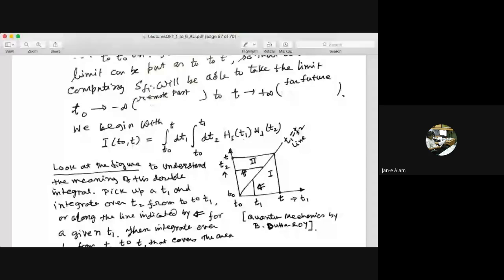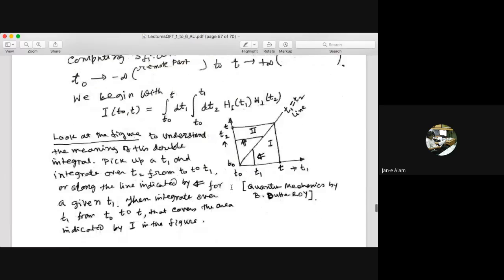Suppose you consider this integration from T0 to T and T0 to T1. To do this integration, you just pick up a T1 and integrate over T2 from 0 to T1, and then you vary T1 from T0 to T. So automatically the upper limit of both integrations will be T0 to T.